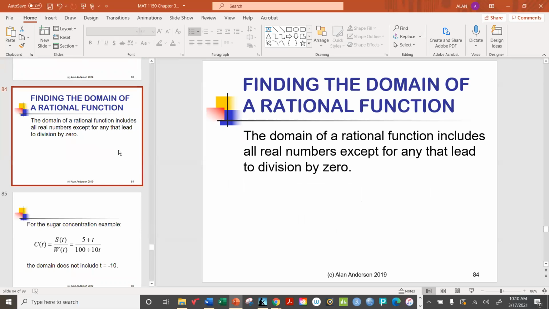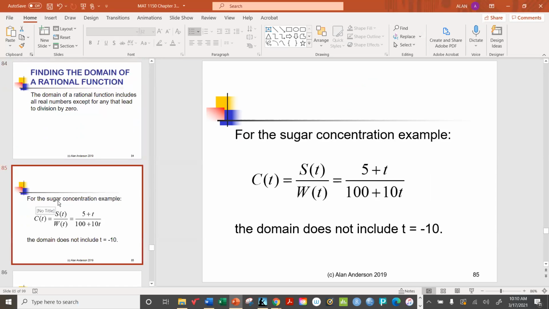And now remember what a domain means. The domain is what we are allowed to substitute into the function and still avoid having either division by 0 or possibly the square root of a negative number. So the domain, usually much if not the entire real number line could be the domain. In this case, it's kind of interesting because if you look at it carefully, the only value of t that would actually cause division by 0 would be -10.